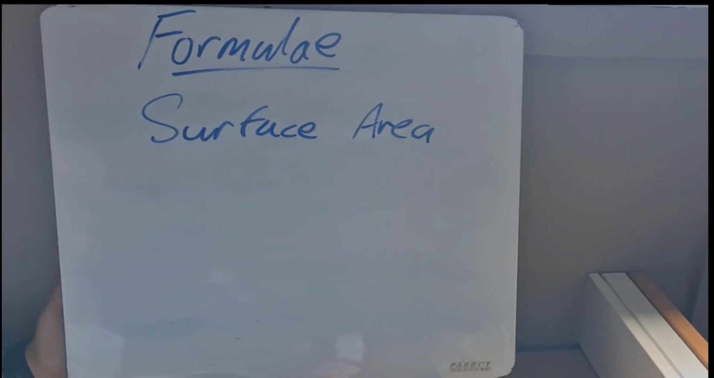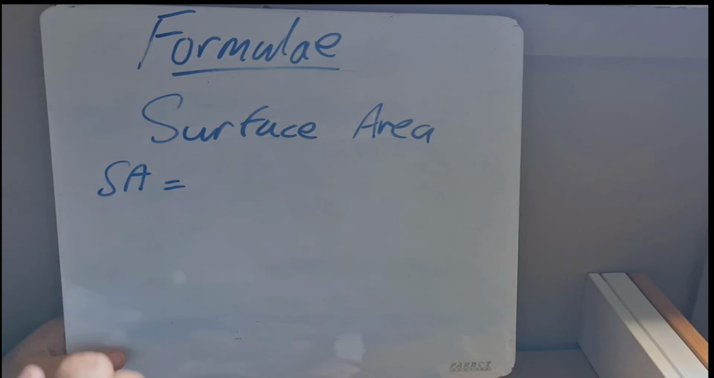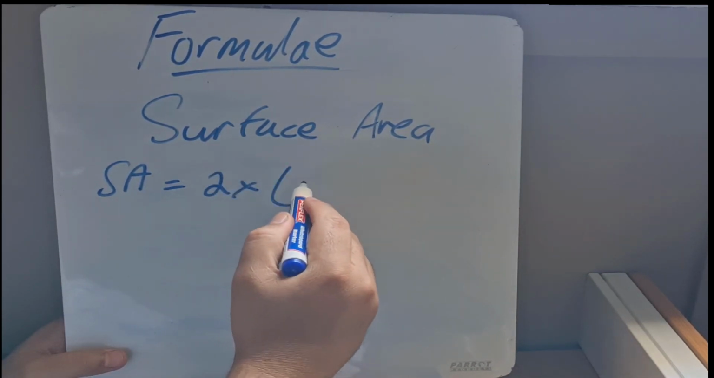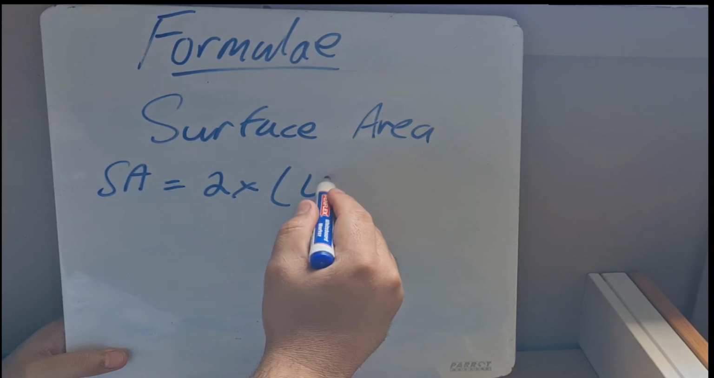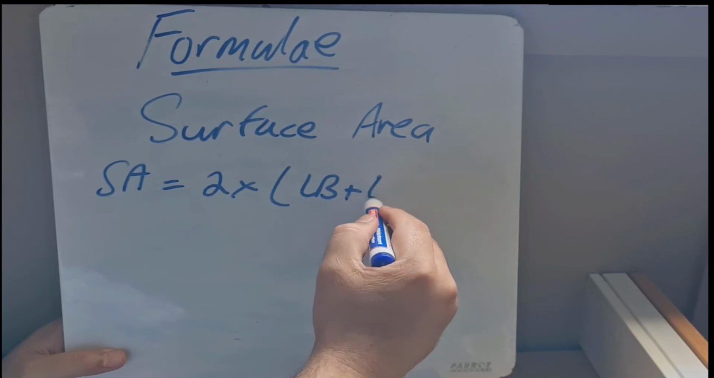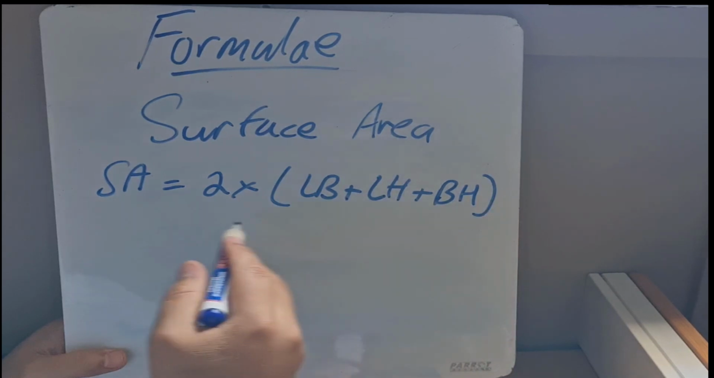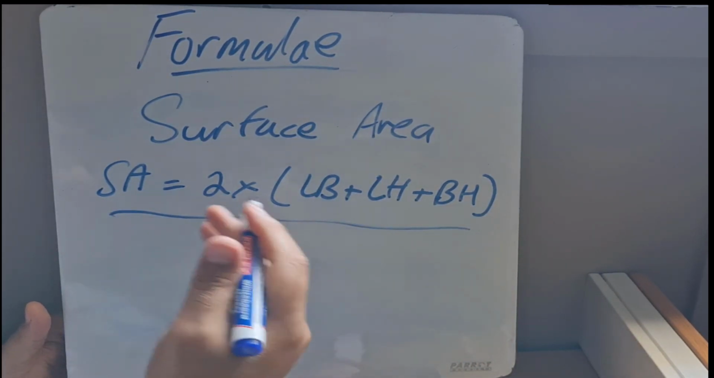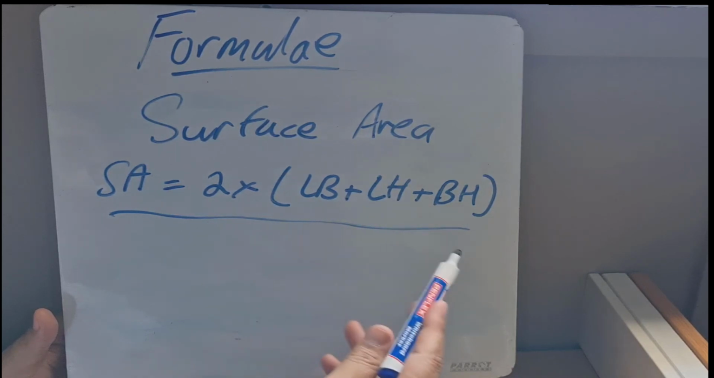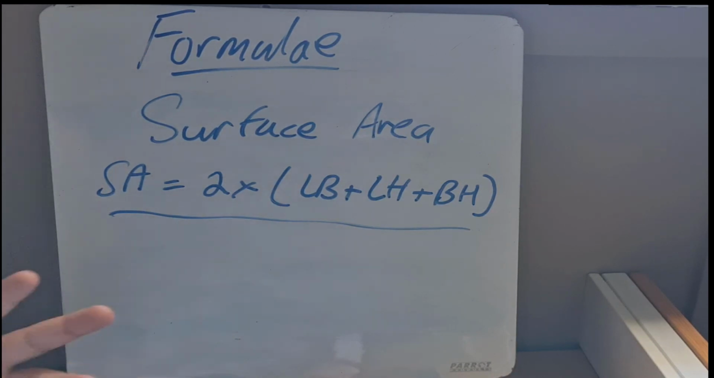So we can also calculate the surface area of an object, and in order to do that, our formula is, and I'm just going to say SA for surface area, it is 2 multiplied by LB, which is our length and our breadth, and we're going to add that to the length and the height, and we're going to add that to the breadth and the height. So that is our formula. Again guys, when we look at our scenarios, they'll give us the information, and then we just put it into our formula, substitute it, and there we go. We'll be able to work out the surface area.